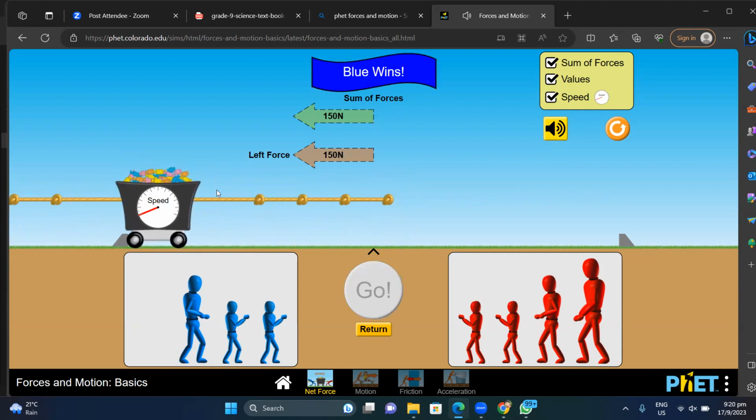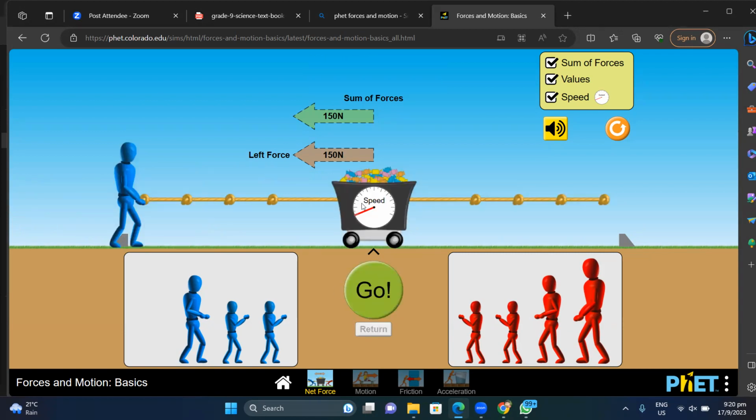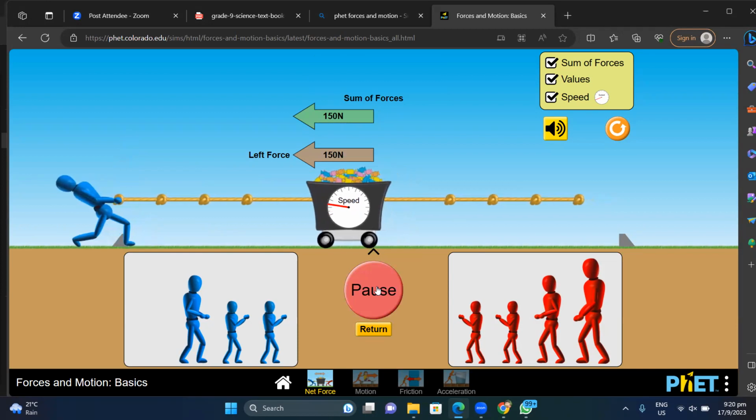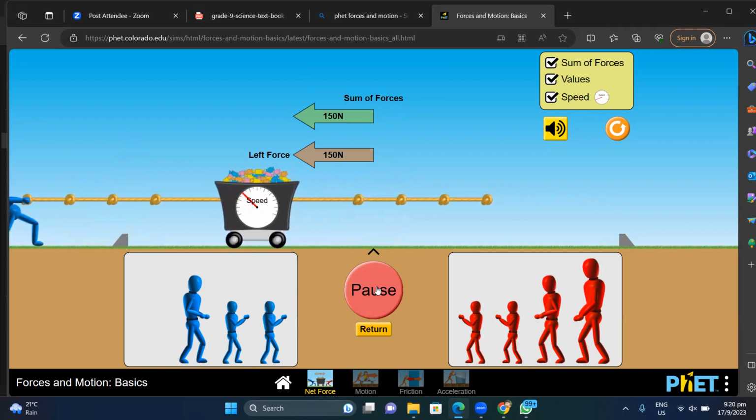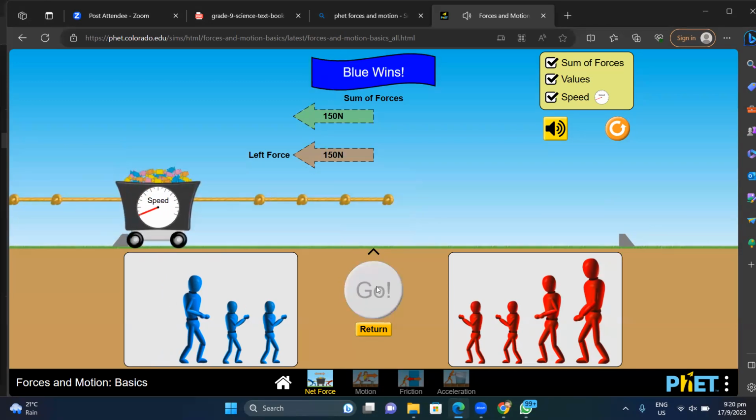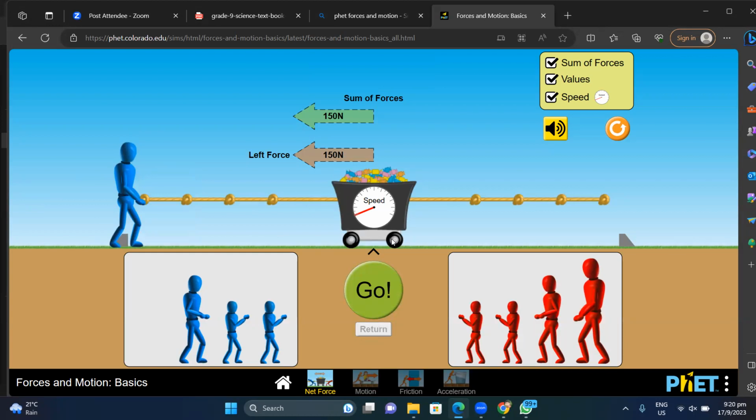Okay, you can see the blue wins. The reason is, let's go back, return to the position, and see what will happen to the speed. When I click on that, the speed will gradually increase and keep on increasing. This is pulling force, and let's put another pulling force on the other side. So try this now first.